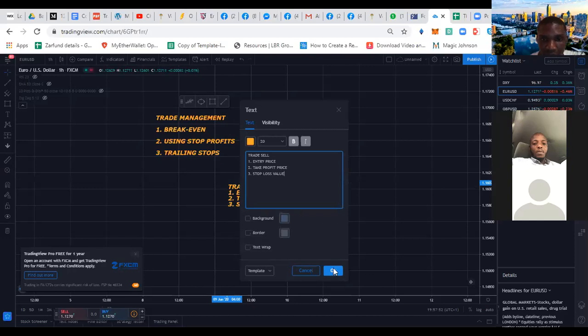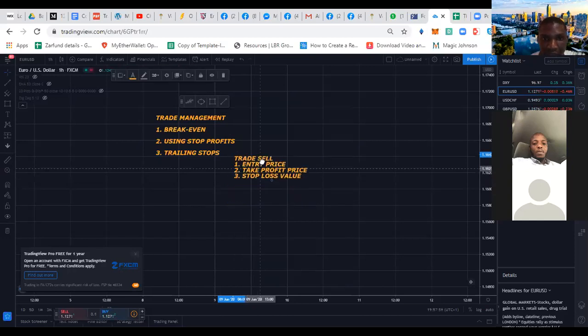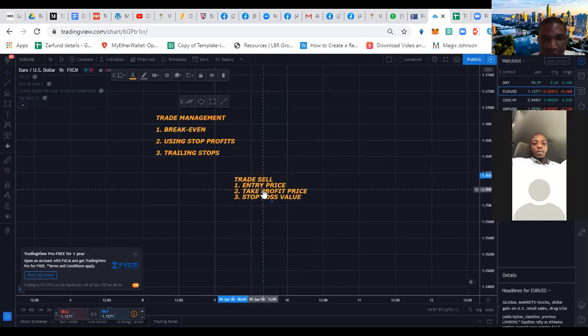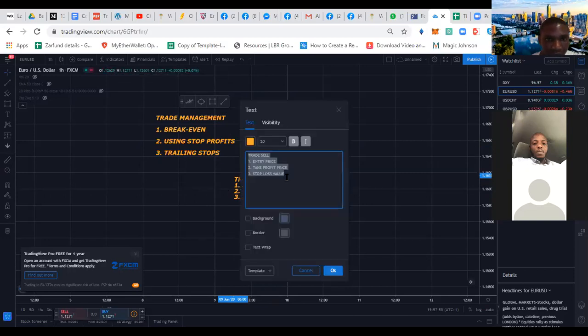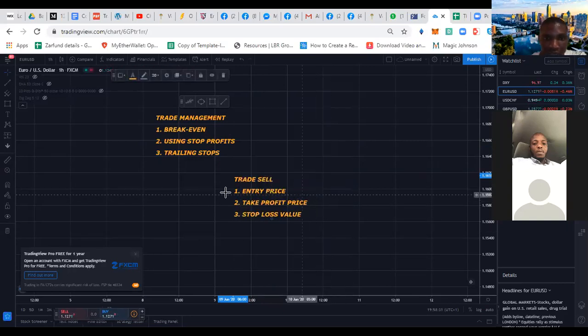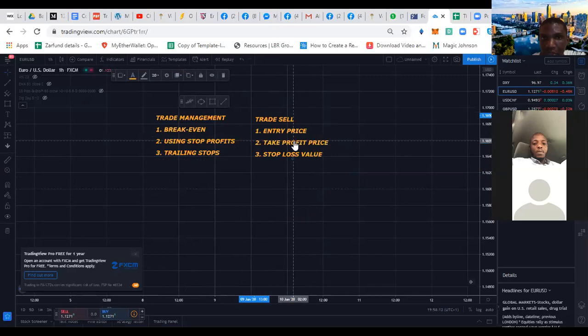All right, so now you have these values for every trade you're taking. These are the parameters we always give for trades. You have an entry price, you have a take profit price, you have a stop loss price.